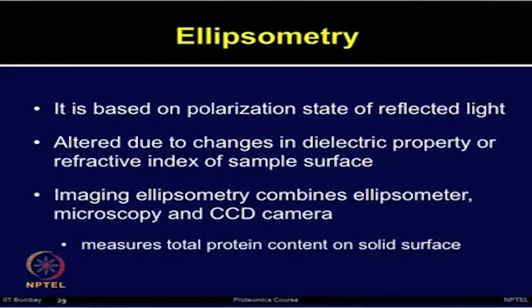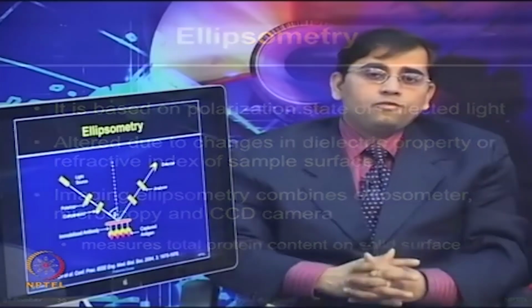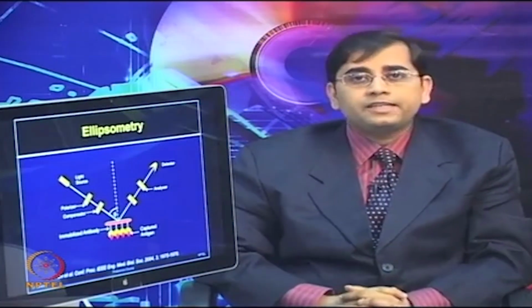Ellipsometry is based on the polarization state of the reflected light, which is altered due to changes in the dielectric property or the refractive index of the sample surface. Imaging ellipsometry combines an ellipsometer, microscopy as well as a CCD camera. Imaging ellipsometry can measure the total protein content which is printed on the solid surface. This is the configuration of the ellipsometry based label free technique.